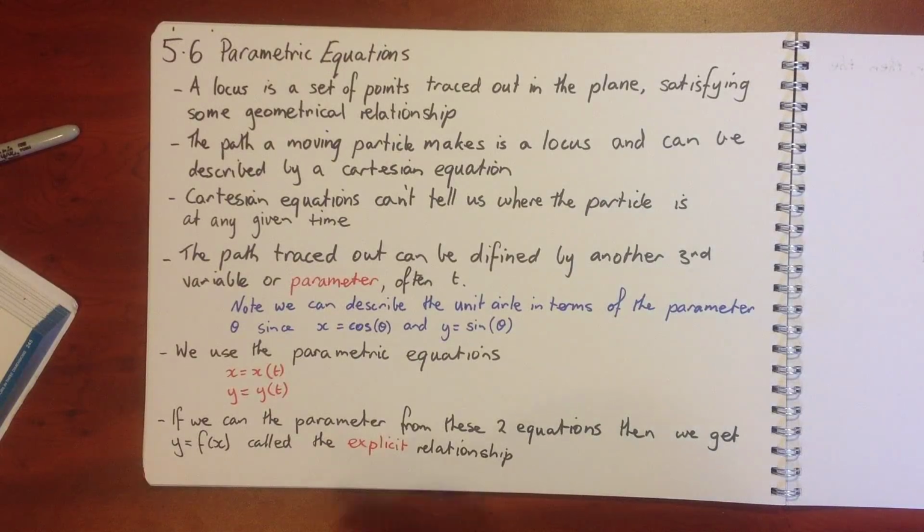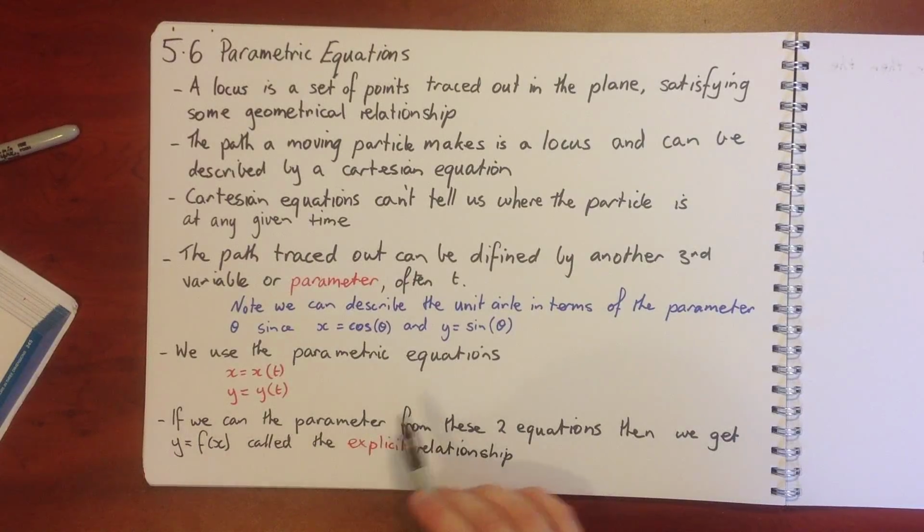Okay, so we can often have graphs on our Cartesian plane, but we can't actually tell where our particle is if it follows that path at any time. So the path traced out can be defined by another third variable or parameter, often t. Note we can describe the unit circle in terms of the parameter theta, since x equals cos theta and y equals sine theta. So that's an example of one that doesn't use t.